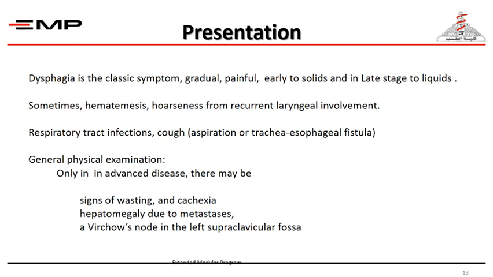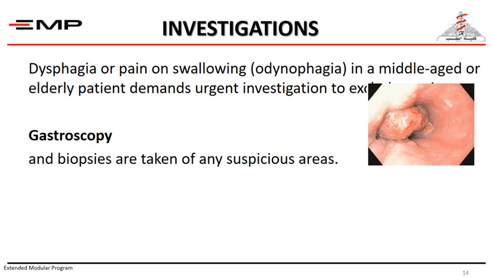By general examination, only in advanced cases, you will find wasting, cachexia, sometimes liver enlargement because of metastasis, and left supraclavicular lymph node in advanced disease. We have to investigate a case of dysphagia or pain on swallowing, odynophagia, in any middle-aged or old patient by endoscopy. Any patient presenting with these two symptoms, we have to proceed directly to gastroscopy and take a biopsy if any lesion is detected.